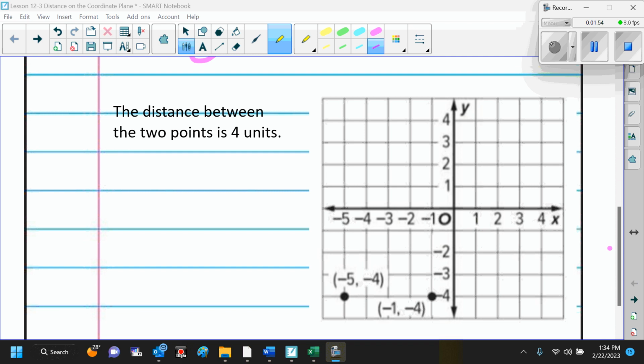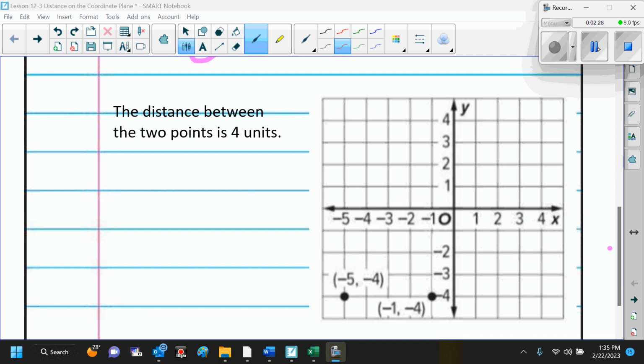Now, if you have a graph, of course, you know you can just count the units. So that's 1, 2, 3, 4. And our calculations were correct. Now, this is how I like to show the work. When we're looking for the distance between 2 points that are in the same quadrant, we're going to subtract. These 2 points are in the same quadrant, they're both in the third quadrant, so we are going to subtract the absolute values.